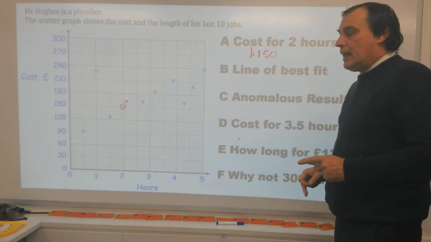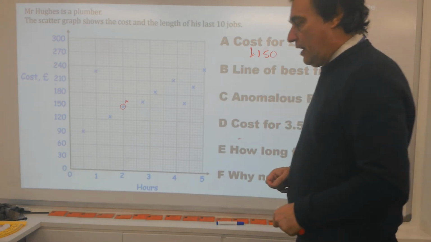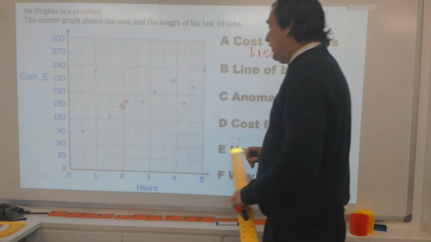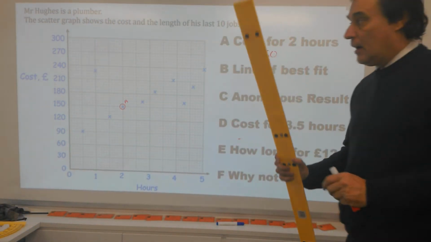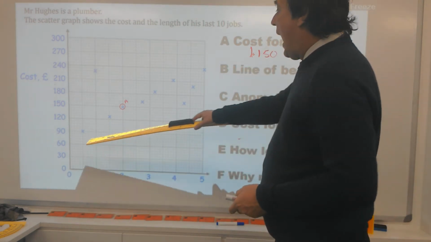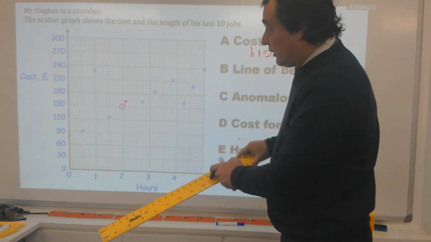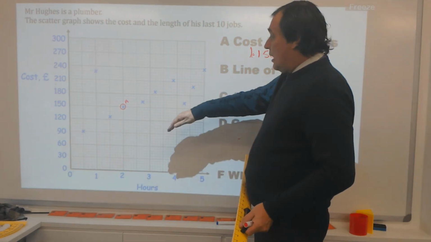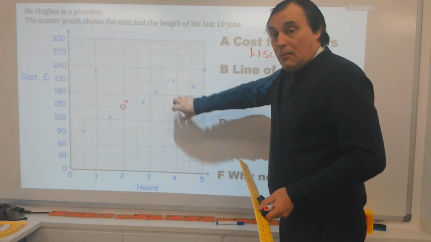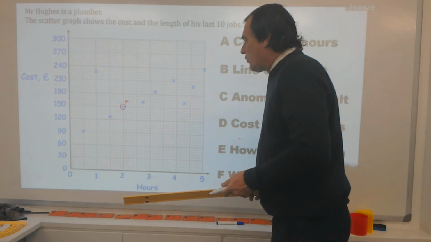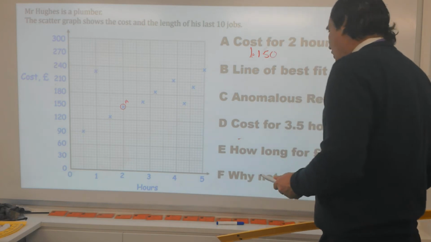Now, B, they're asking for something called the line of best fit. What you do for the line of best fit is you grab the ruler, which was too big to go in the toolbox, and you've got to try and make a line, it's not going to be exact all the time, which is well in amongst all the crosses here, and it's got a reasonably even amount of crosses running either side of it.